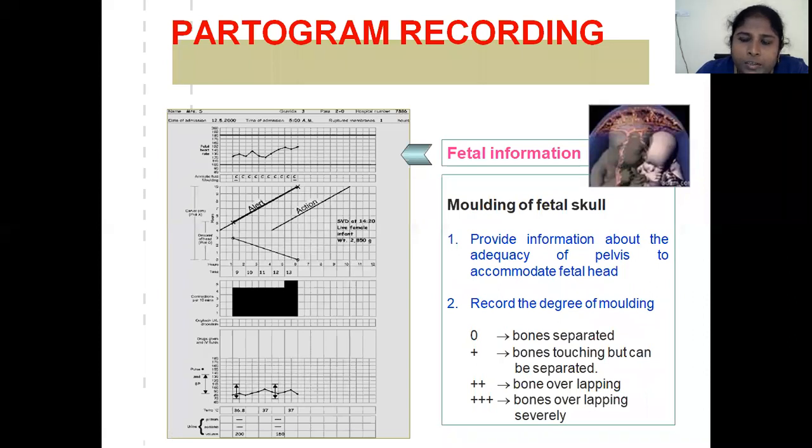Molding of the fetal skull provides information about the pelvis. If there is excessive molding, it means the pelvis is not good. That is the main thing. There is fetal disproportion. If the fetal bones are separated, it is 0, or no molding. 1 plus means the scalp bones are touching, but can be separated. 2 plus means overlapping of the scalp bones of the fetus is present. 3 plus means the bones have overlapped severely and cannot be separated. Severe molding means 3 plus.